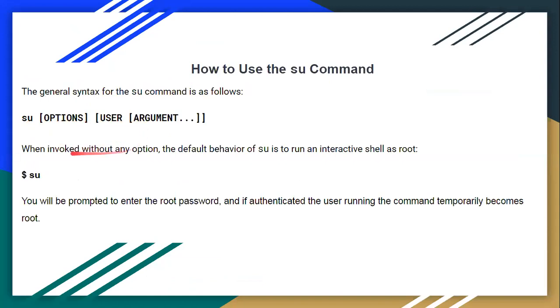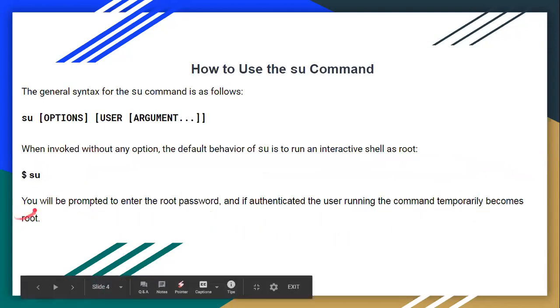Su has options. When you invoke it without any option, the default behavior of su is to run as an interactive shell as root. So when you enter only su, the normal user becomes the root user, like minu@101 became root. In the last slide, I showed you that minu@101 became the super user. Here you will be prompted to enter the root password, and the authenticated user running the command temporarily becomes root.